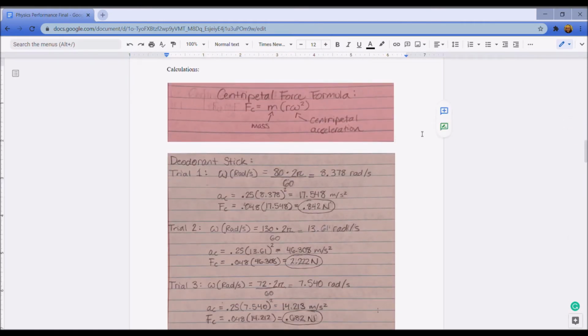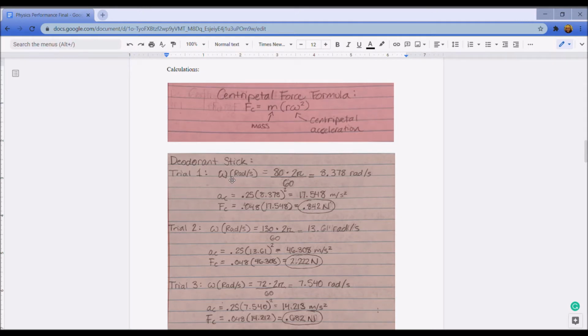The main formula that I used, which is the centripetal force formula, is based off of Newton's second law, which is force equals mass times acceleration. In this case, since it's centripetal force, there is going to be the same mass since inertial mass doesn't really apply here, and I multiplied it by the centripetal acceleration because it's the centripetal force.